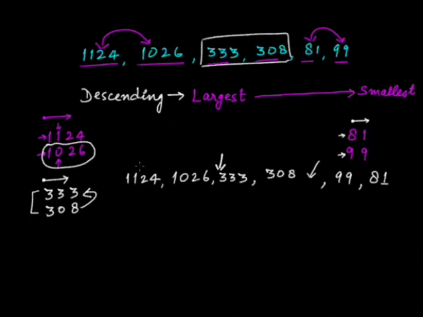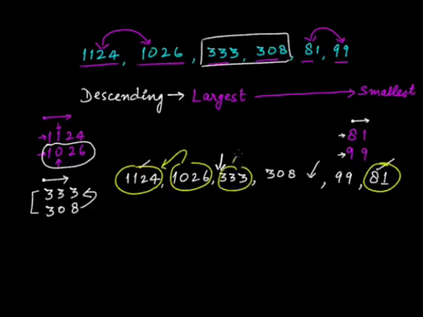So we got the largest number and we got the smallest number. This is the largest number, this is the smallest number, this is smaller than this, smaller than this, smaller than this, and this is smaller than this, and was the smallest number. So this is the descending order. Reverse of this would be ascending order.